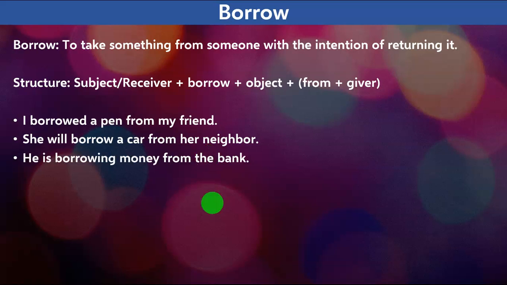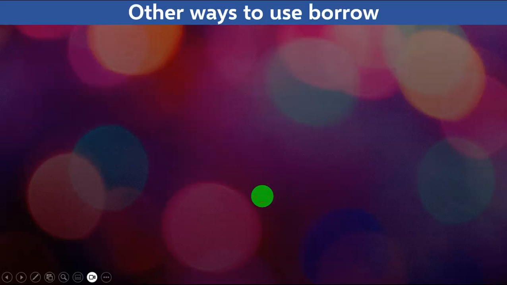He is borrowing money from the bank. Now maybe he has taken money from the bank in the form of a loan, and he has to repay that money by equal installments, and he also has to pay interest on it, right? So that is the meaning of the word borrow, where you take something from someone with the intention of returning it. Okay, now let's move on and understand some other ways to use borrow.